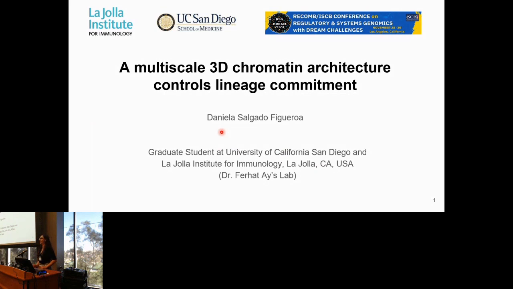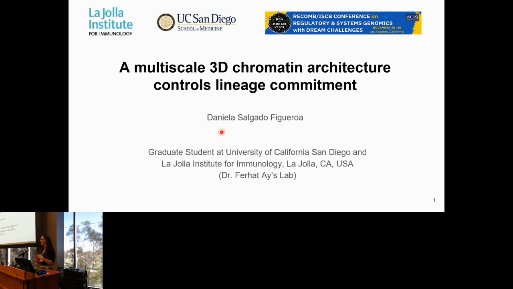My name is Daniela Salgado. I'm a second-year PhD student at UC San Diego and La Jolla Institute for Immunology, and I'm in Dr. Ferhat's lab. And today I'm going to present a multiscale 3D chromatin architecture that controls lineage commitment.